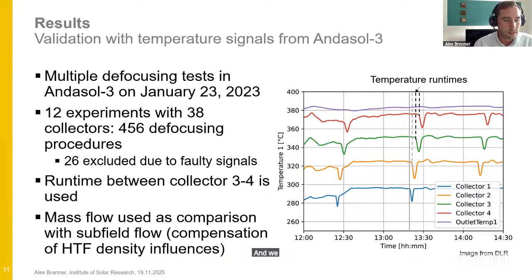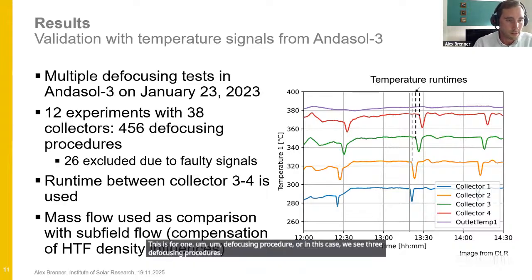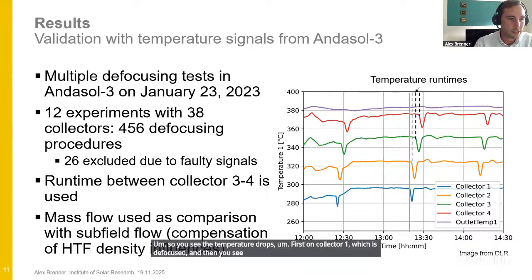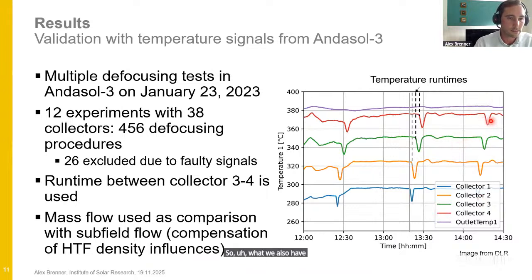And we also see the temperature signals here on the right side. This is for one defocusing procedure. In this case, we see 3 defocusing procedures. So you see the temperature drops first on collector 1, which is defocused, and then you see with the time difference also the temperature drop at collector 2, 3, 4, and also here is another procedure, and here is another one. So what we also have in this slide is the outlet temperature of the subfield, which was also important for us to monitor. We use here the mass flow as a comparison because this also compensates for density changes.